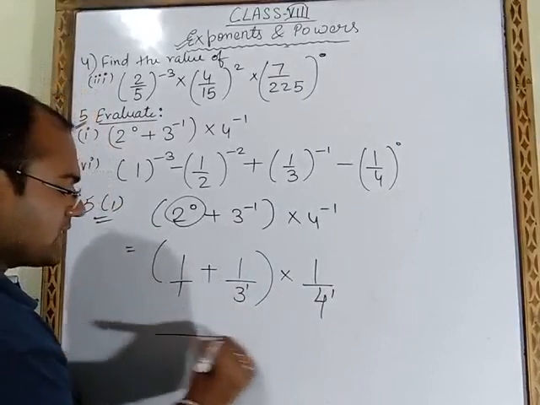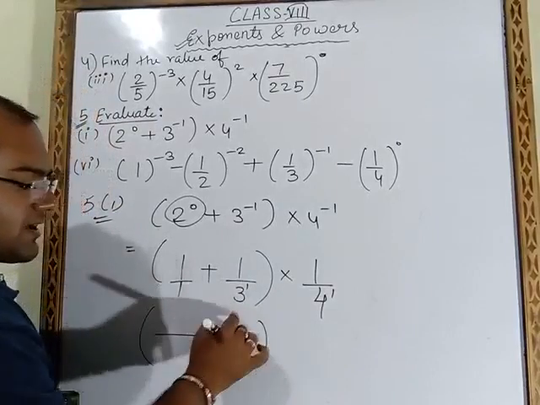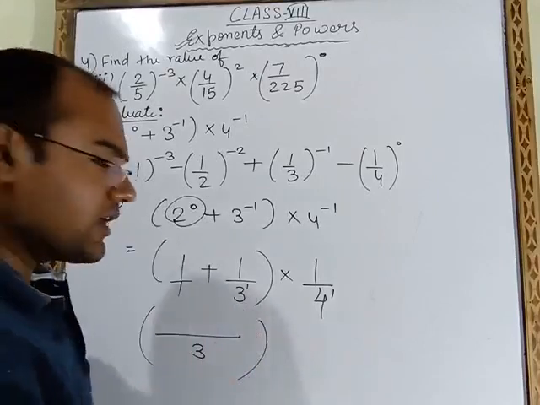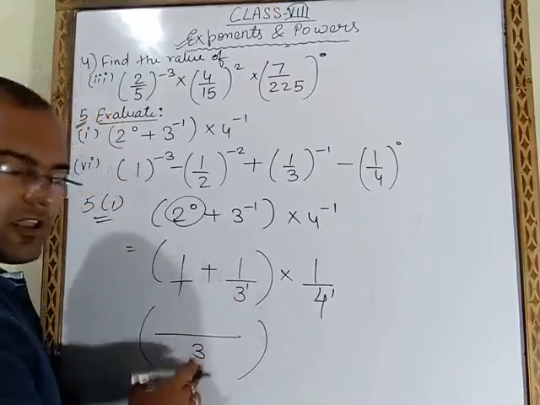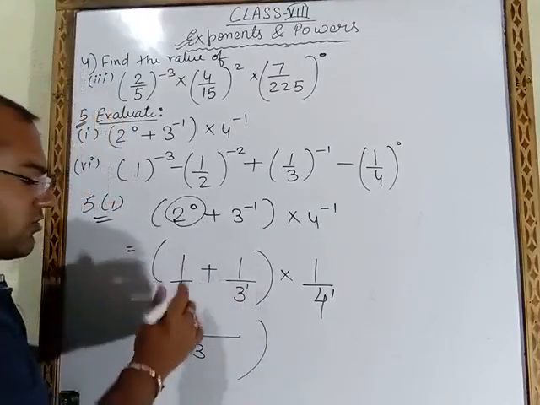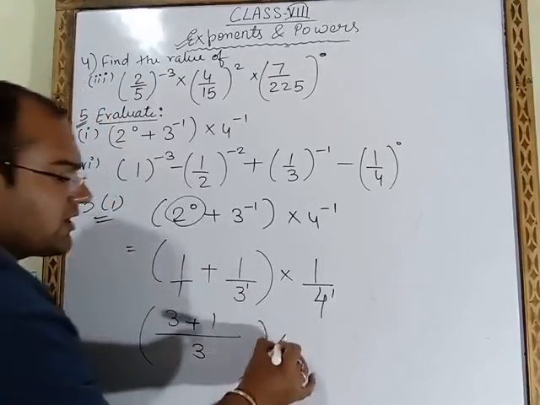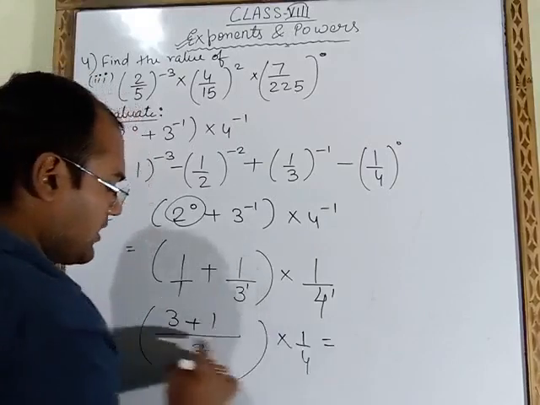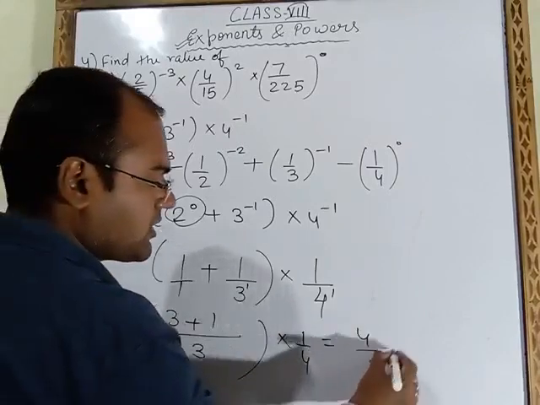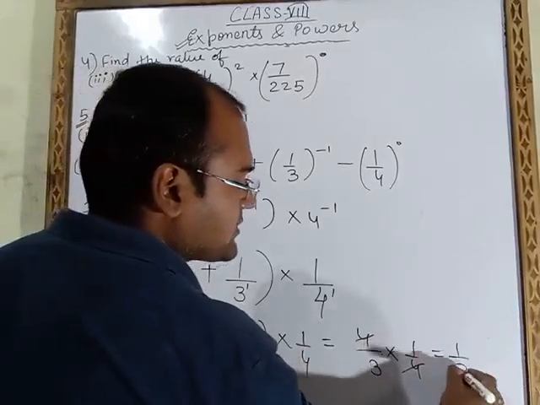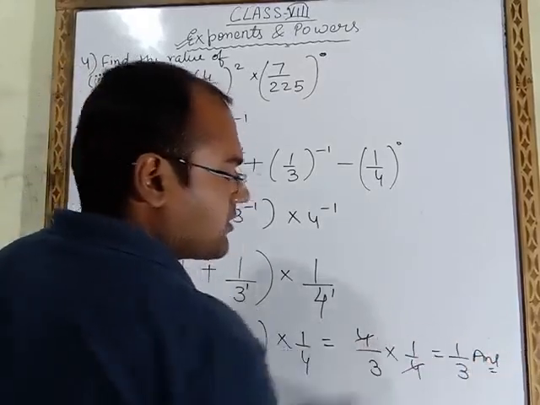Now we have to find the LCM. 1 and 3 LCM will be 3. 3 power 1 is given; 3 power 1 means 3 only. So 1 and 3 LCM will be 3. 1 3s are 3. 3 into 1 will be 3 plus 1, 3 1s are 3. 1 into 1 will be 1 into 1 upon 4. Now 3 plus 1 will be 4 upon 3 into 1 upon 4. 4 and 4 will get cancelled. So final answer is 1 upon 3.